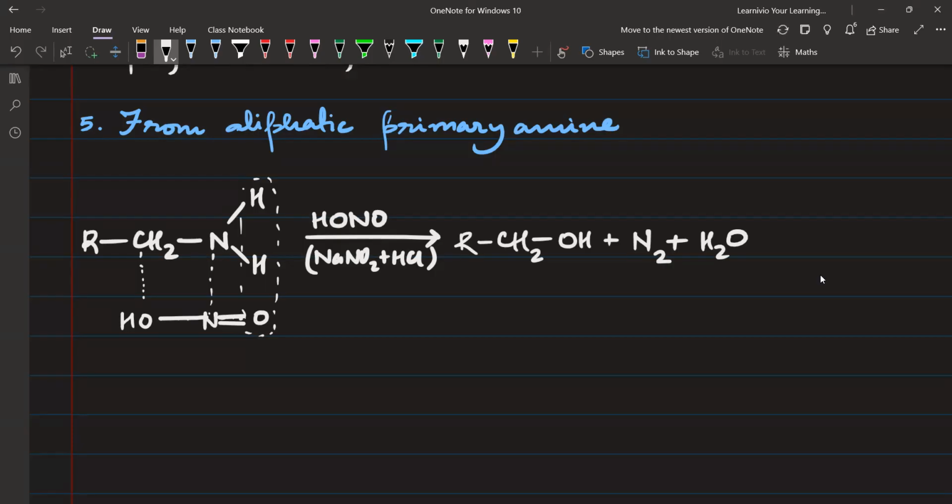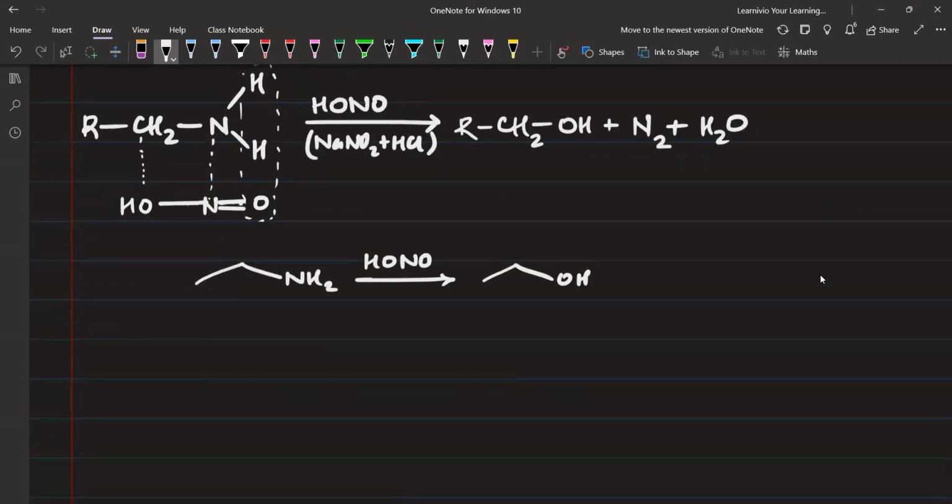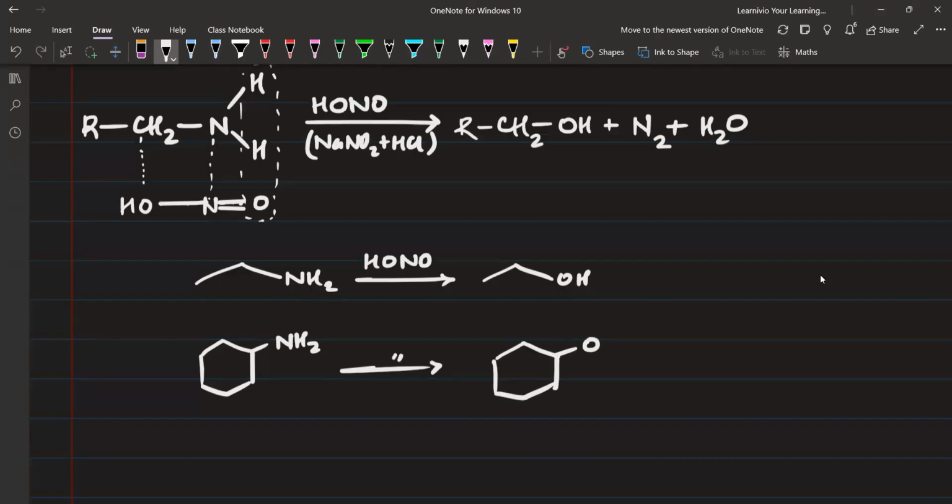Basically we have to just remember this part. So you will have two carbon atoms and NH2 in the presence of HONO, nitrous acid. You will get two carbon atoms and OH. If you have something cyclic, let's suppose you have a cyclohexyl group which has an amino group or NH2 group, and then you use the same reagent, everything will be as it is. Instead of NH2, you will be getting OH, right?